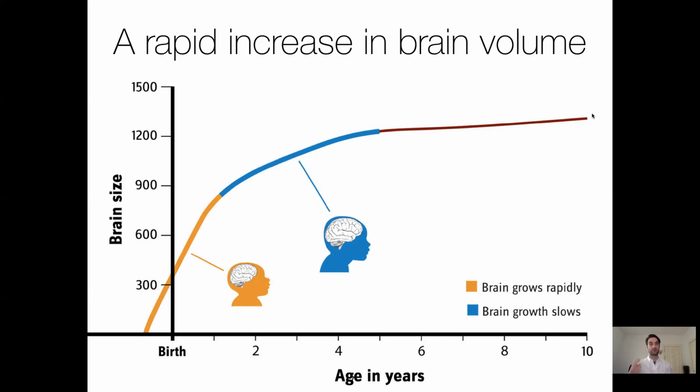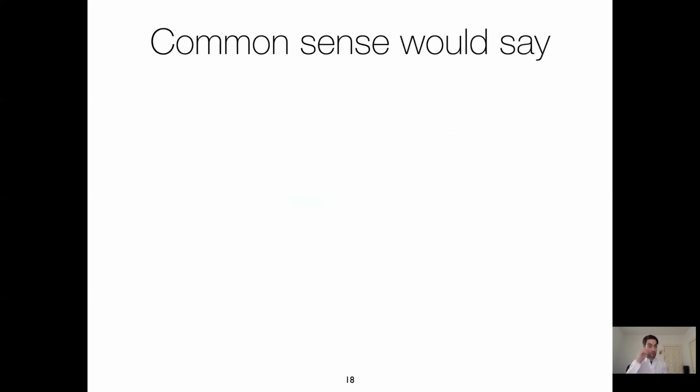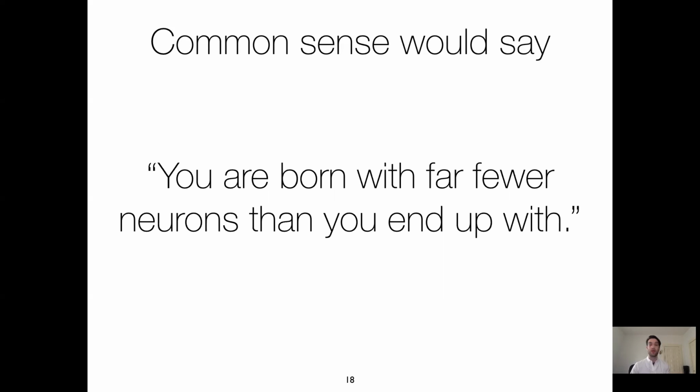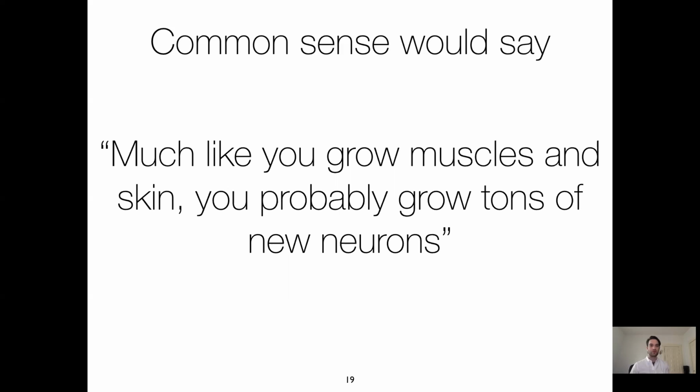So what is causing all this growth exactly? Now, common sense would probably say, and I think it's a really natural and intuitive idea, that you're probably born with far fewer neurons than you end up with. That if you end up with 86 billion neurons, which is a number we talked about at the very beginning of the semester, maybe you start with 20 billion neurons or a billion neurons. The logic is that, much like you grow muscles and skin as you grow up, your bones get bigger, your muscles get bigger, your hair, all these different things get bigger, you probably grow tons of new neurons, right? You grow hair follicles, you grow new teeth, you grow all these new things. That's probably what's going to happen in the brain, right?